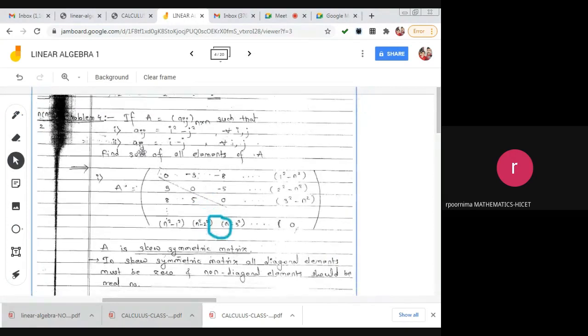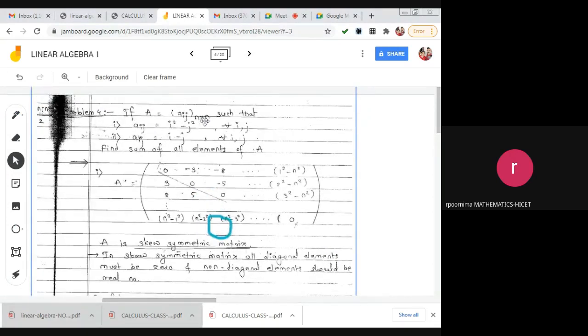So the next problem: if A is Aij of n by n such that Aij is i square minus j square for all i and j, and the subdivision to Aij is i minus j for all i and j. Find the sum of all elements of A. That is our question. So first you have to define the A matrix. It is Aij, n by n.